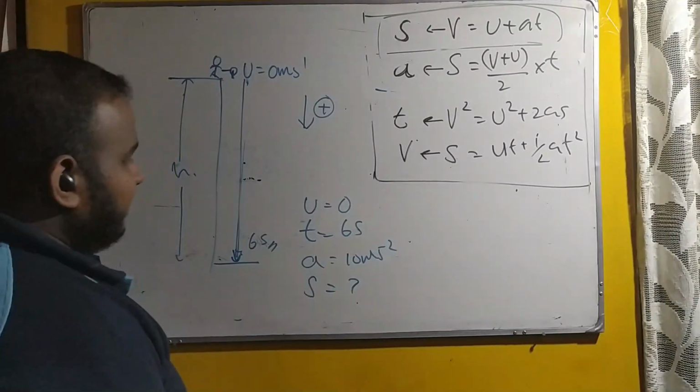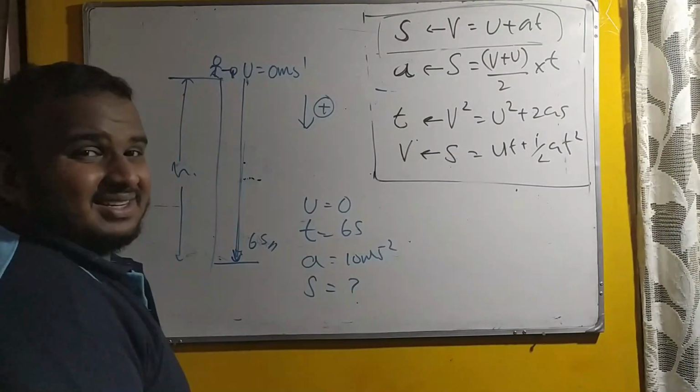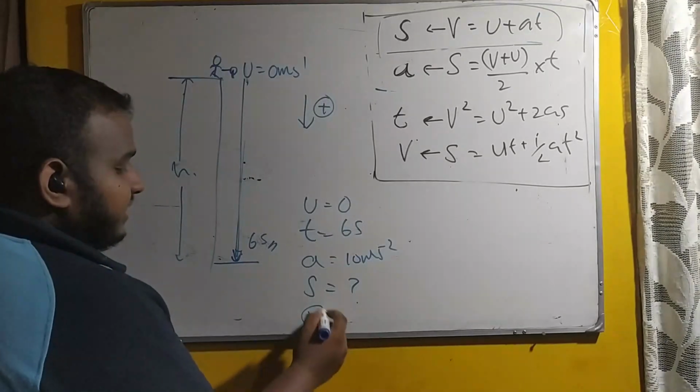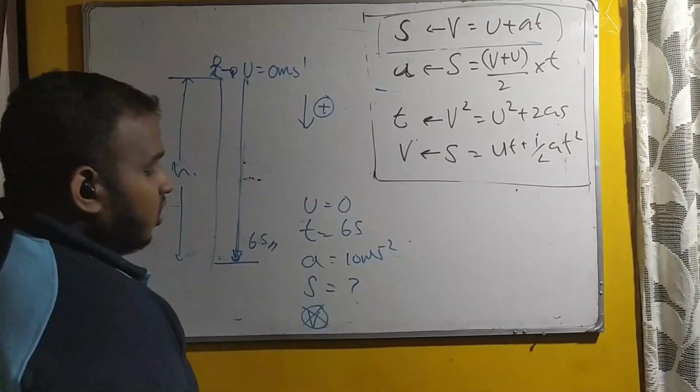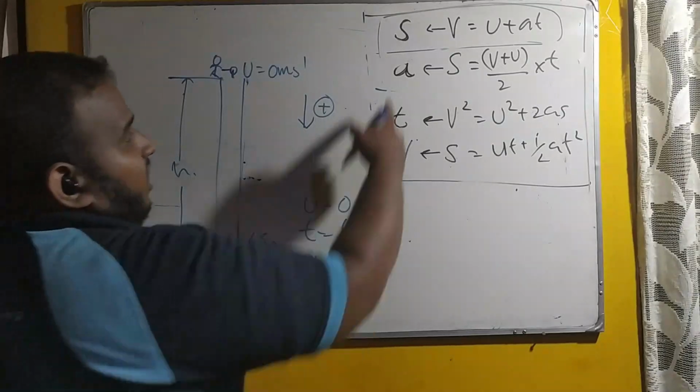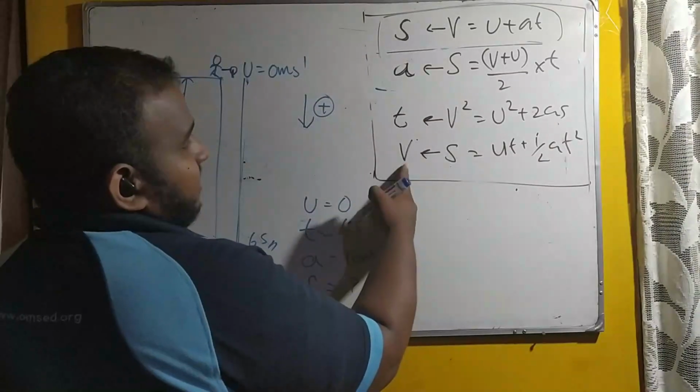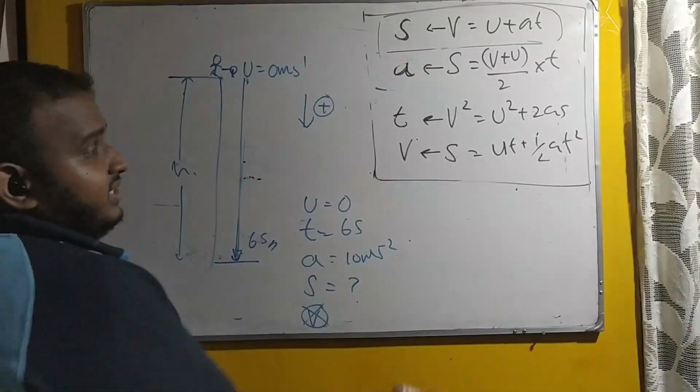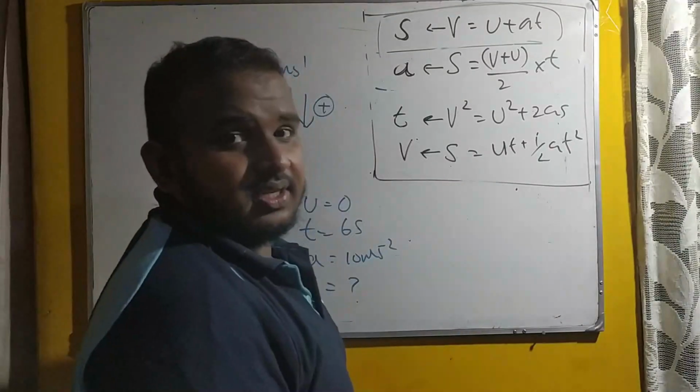Simple. They have asked you the height. So what factor is neglected here? The final velocity is neglected. So as final velocity is neglected, out of these two, which one is suitable? S = ut + ½at² is the suitable one.